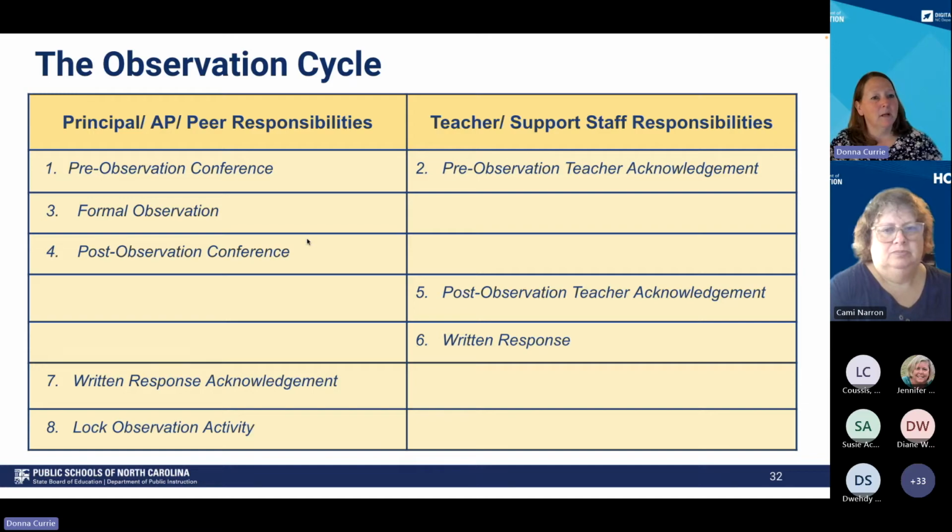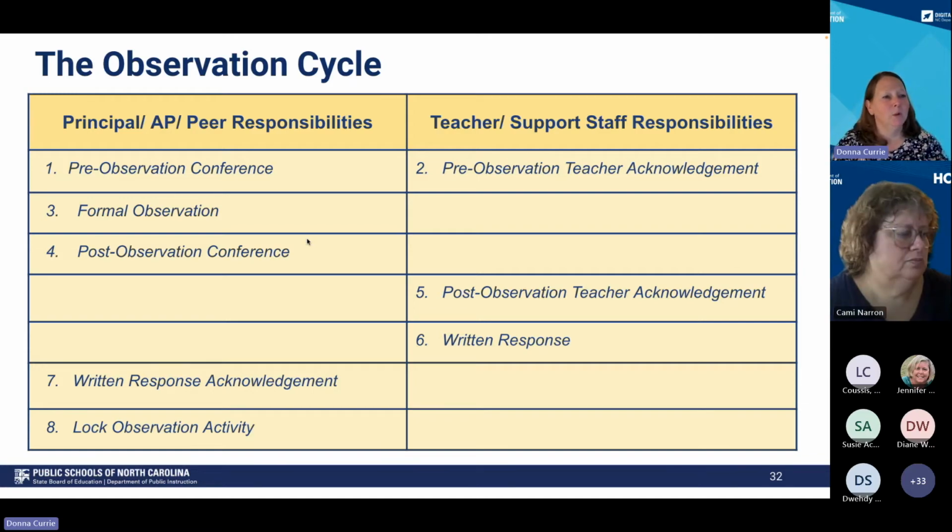So this next document just lets you know who needs to do what as you're going through your plan. Your principal will start at that observation cycle. So your principal or your evaluator is going to start that pre-observation conference. And then after they start that, you are going to acknowledge that you had a pre-observation. Then step number 3, you would have that formal evaluation. Your principal would do that, and your principal would also do the post-observation conference.